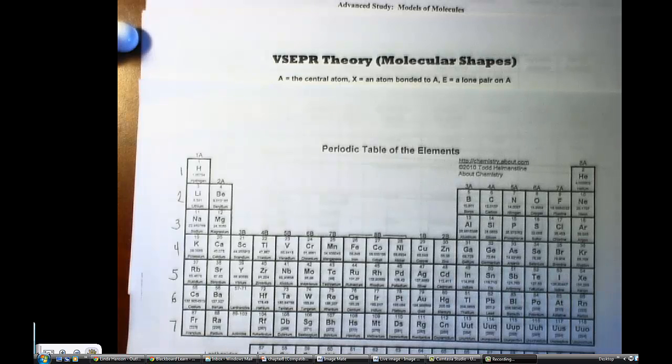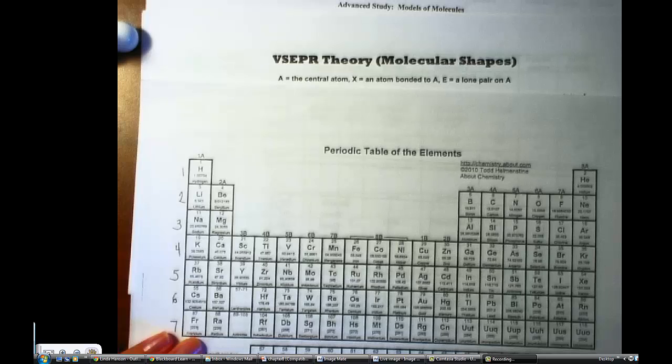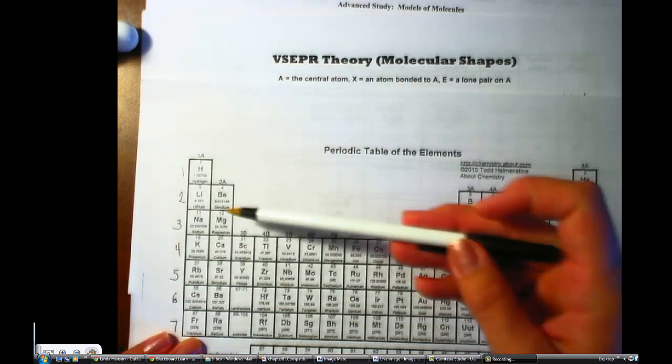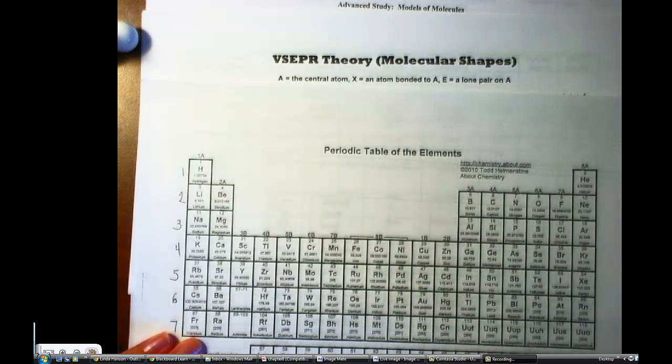Today's advanced study will be discussing molecular geometry, the VSEPR theory, valence shell electron pair repulsion theory. Some of the tool pages I have ready for our lesson: I have the periodic table, simply because we'll need to be able to look up how many valence electrons we have for each element involved in the compound that we're drawing.